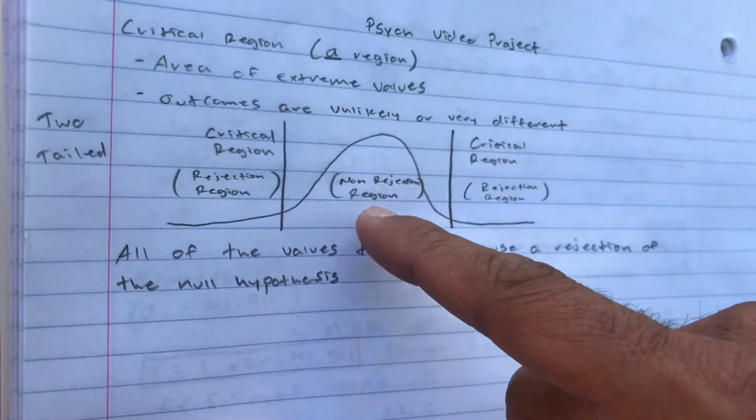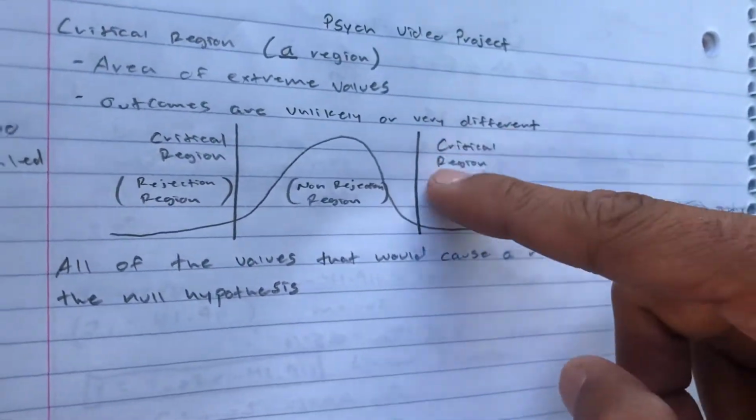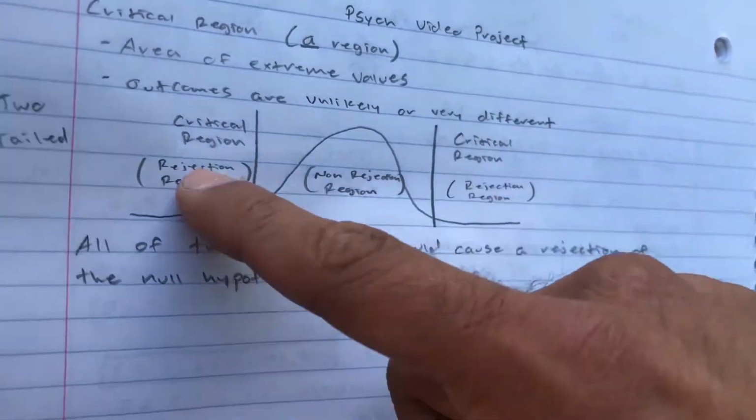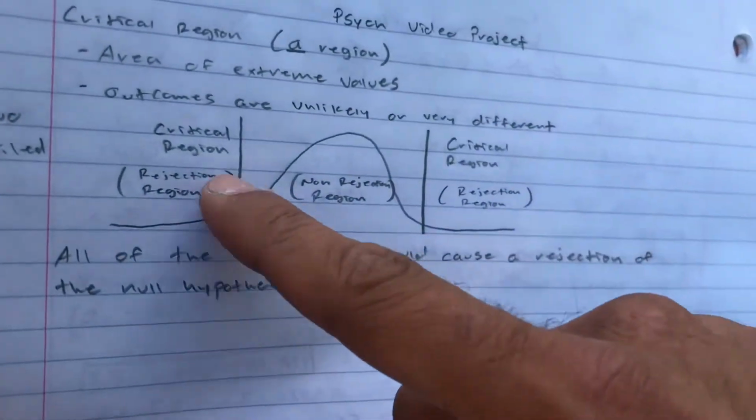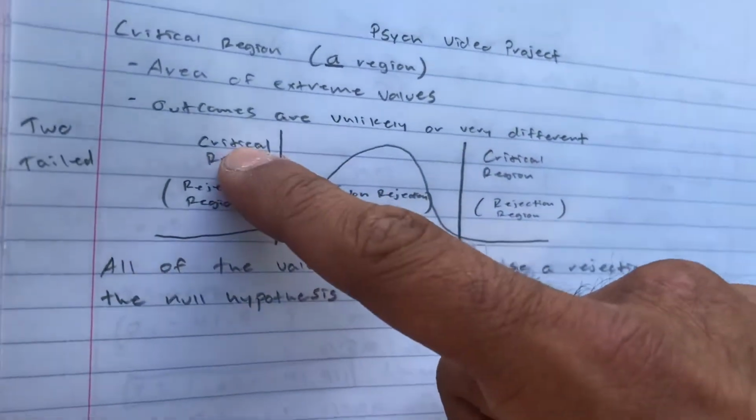So this is a two-tailed test, so there's a critical region right here and another one right here, which are the rejection regions. If this was just a one-tailed test, then it would just be on this side or on this side, not both.